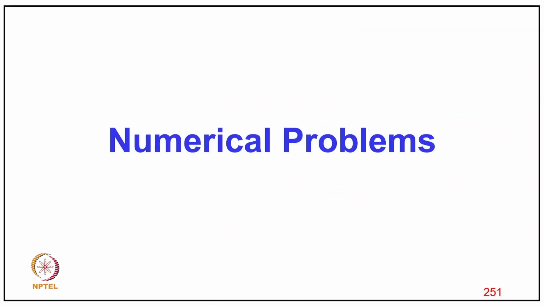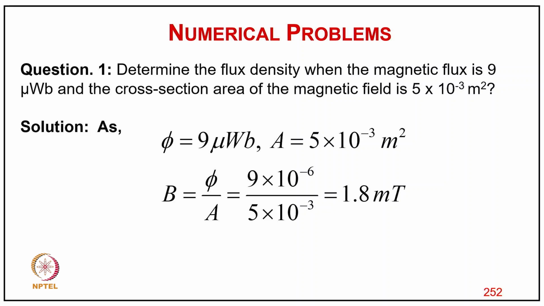So now there are some numerical problems typically. Question 1: determine the flux density when the magnetic flux is 9 microweber and the cross section area of the magnetic field is 5 × 10^-3 meter square. So we have the solution: flux φ equals 9 microweber, area is 5 × 10^-3 meter square. So flux density is φ upon A, and that comes to 1.8 millitesla.